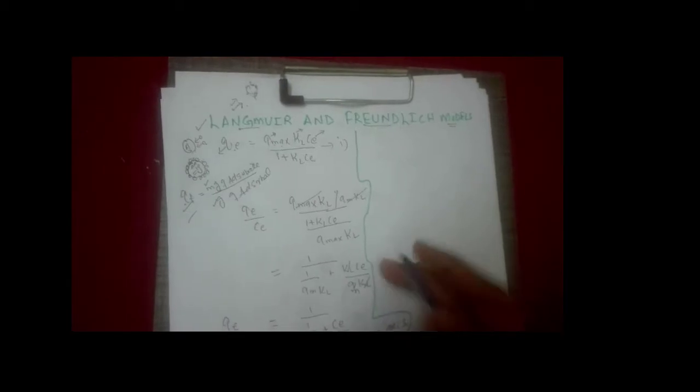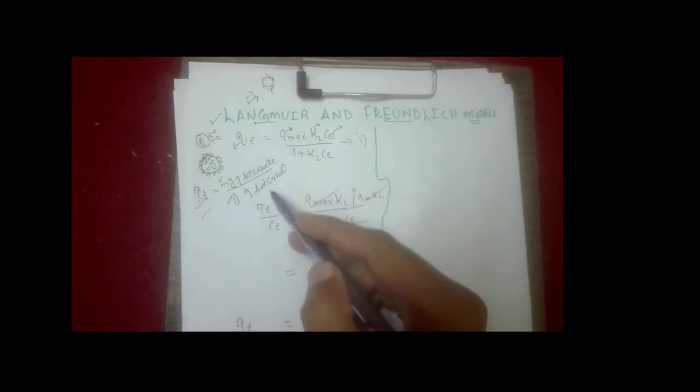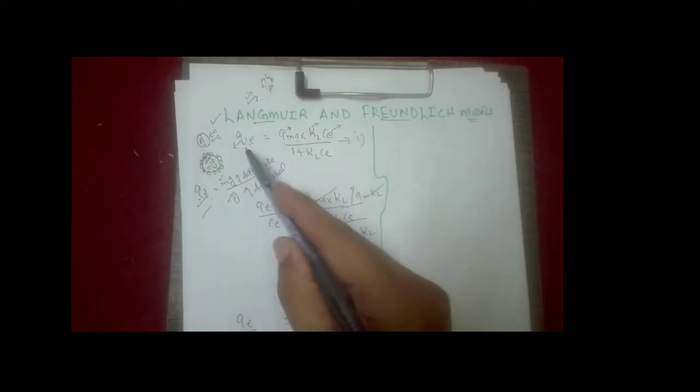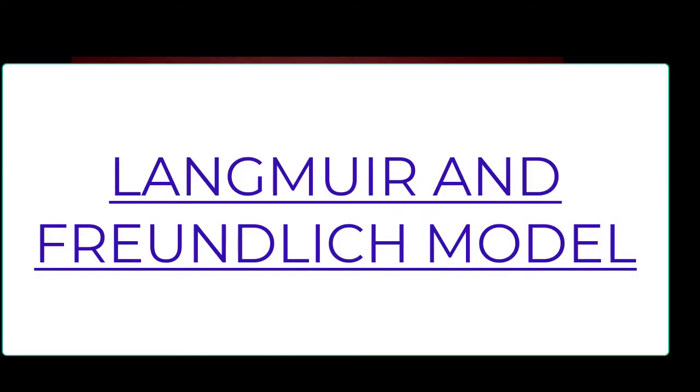Hello everyone, in the previous lecture we discussed the Langmuir isotherm, which is the relation between equilibrium concentration and equilibrium uptake. We obtained the linear relation and expressed it by a simple linear line. Now in this lecture we will discuss the Freundlich isotherm.